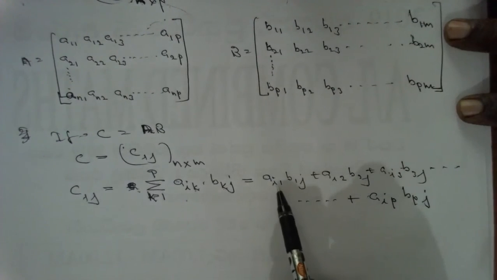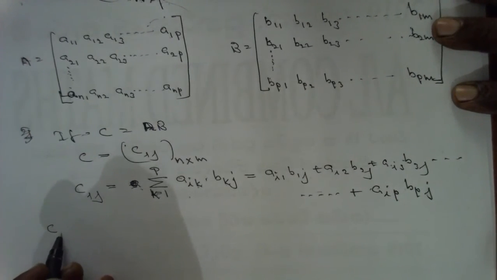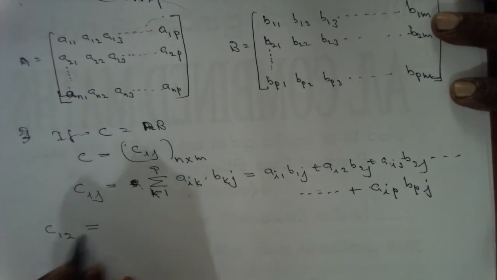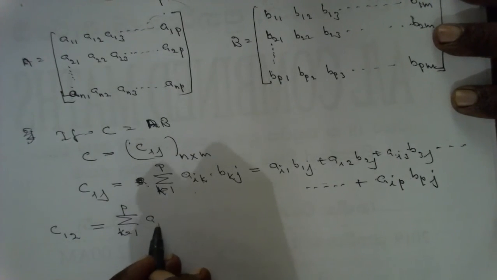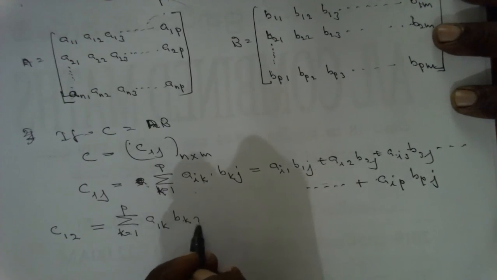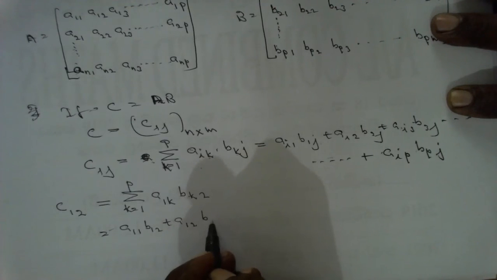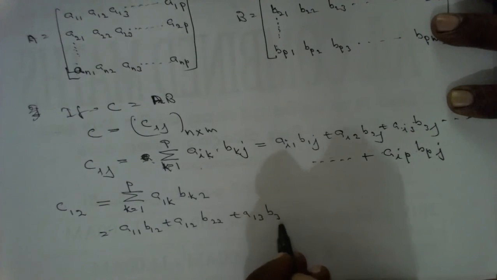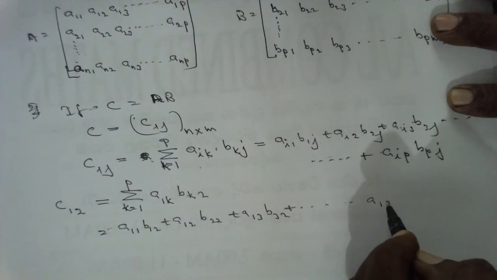Yes, sir. For example, suppose you want to write C12. How do you write C12? C12 is sigma k equals 1 to P of A1k Bk2. Right? If you expand this one, A11 B12 plus A12 B22 plus A13 B32 plus, up to A1P BP2.